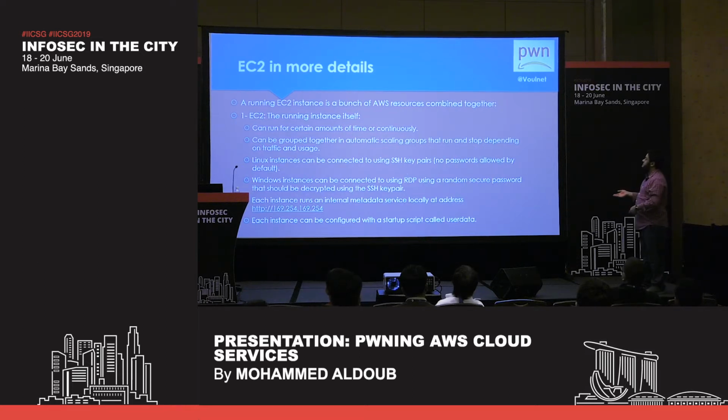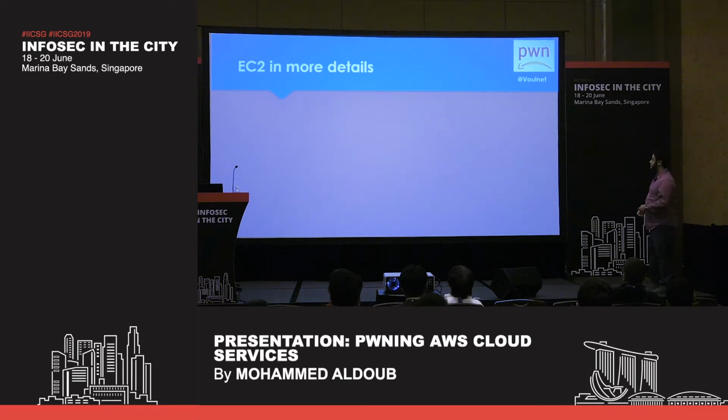You connect to these instances using your SSH key pairs, just like a regular server connection. And if it's a Windows server, you can connect using RDP. When you configure the EC2 servers, you can make them run with a startup script called user data, which means that, for example, when you run the server, it does updates, gets the code from GitHub, and does some basic automatic configuration.